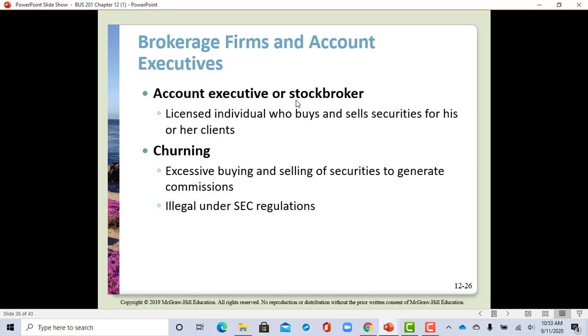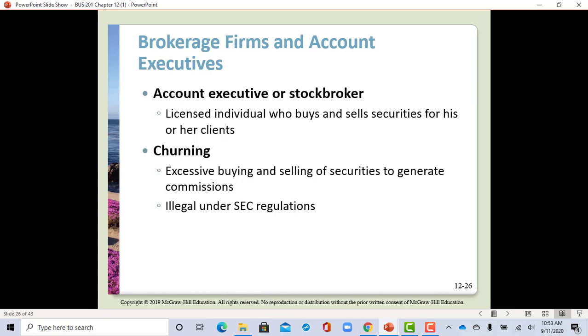So churning is when you meet with an advisor and they use your money to keep buying new stock. If they do that and charge you every time they buy new stock, that's called churning, and that's not allowed. SEC, I believe it stands for the Securities Exchange Commission.